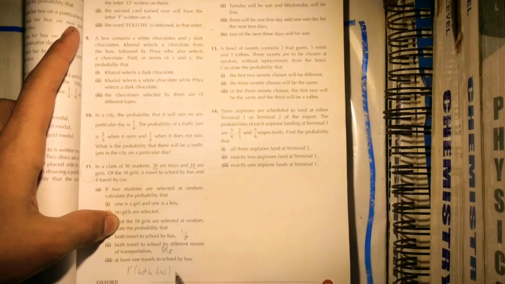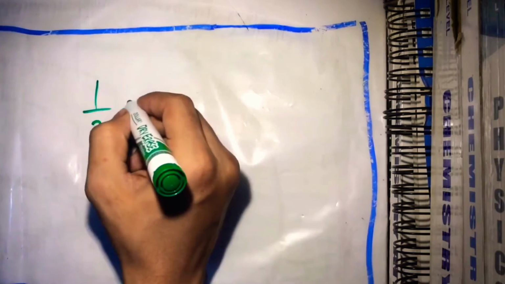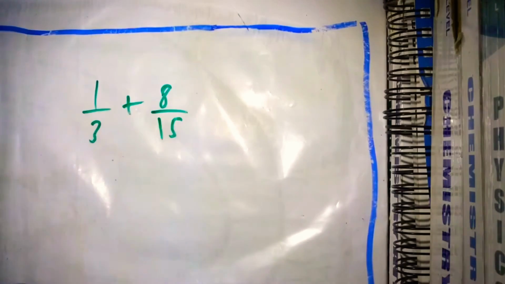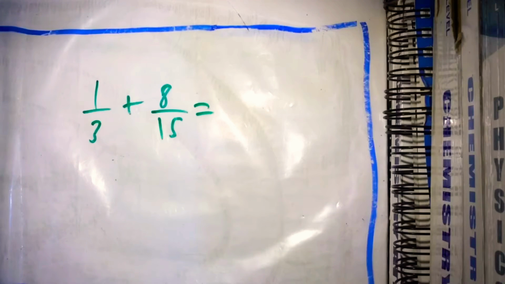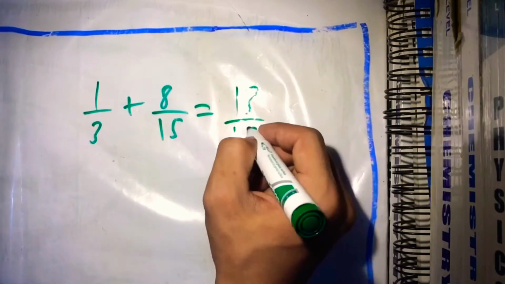Now, to find the probability of at least 1 travels to school by bus, the probabilities will be that both travel to school by bus or 1 travels to school by bus. So we will add these two probabilities to get the total result. 1 upon 3 plus 8 upon 15. Since these are mutually exclusive events, they are being added. So this will give 13 upon 15.